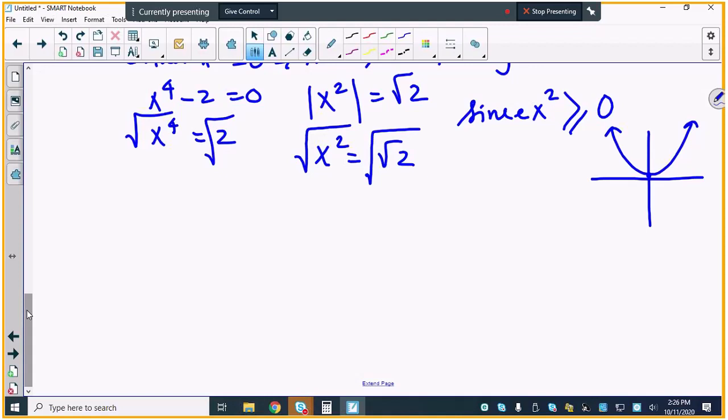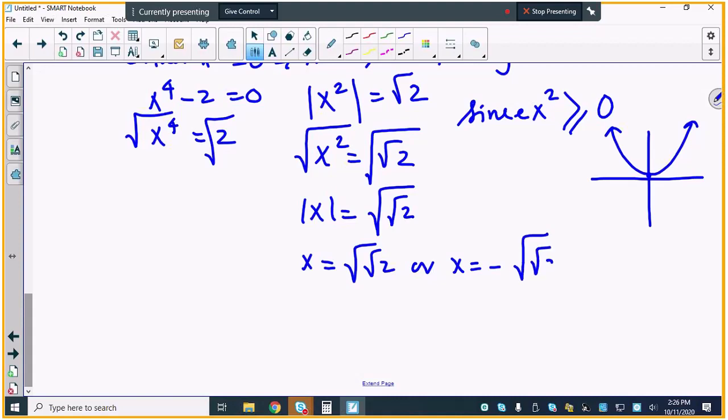Take the square root one more time. So you get the absolute value of x is the square root of the square root of 2, which is x equal to the square root of the square root of 2, or x equal to negative square root of the square root of 2. And these are the solutions to this polynomial equation. So I say that there are 4 real solutions.